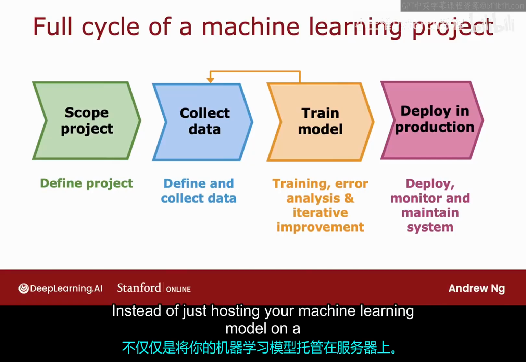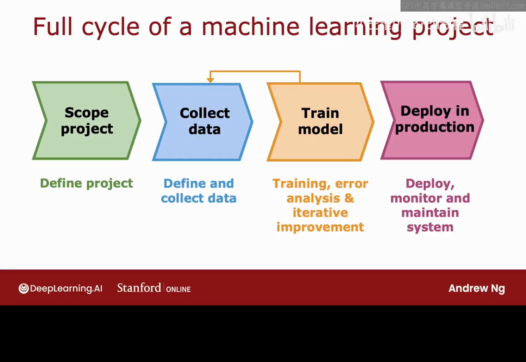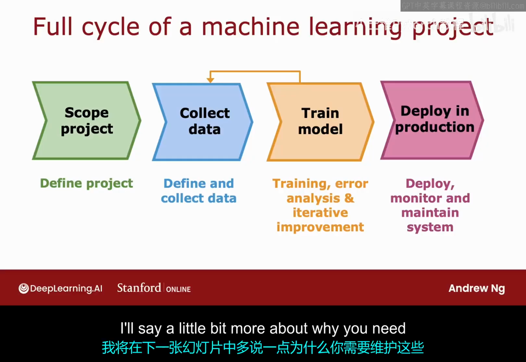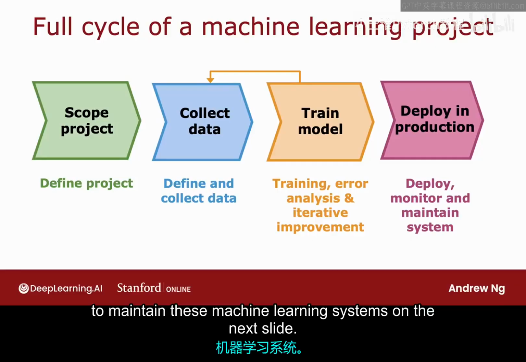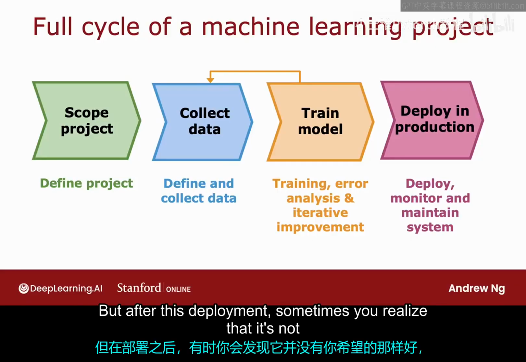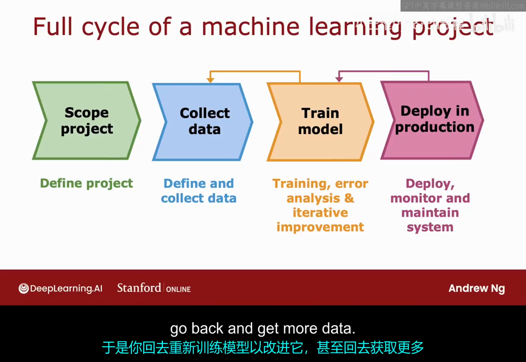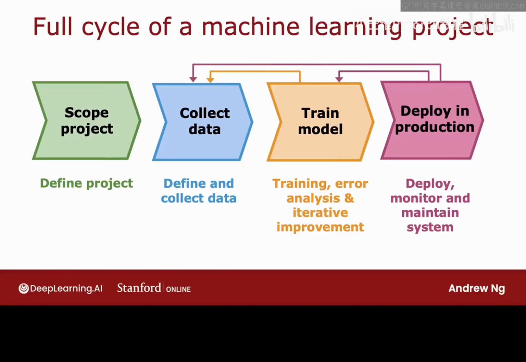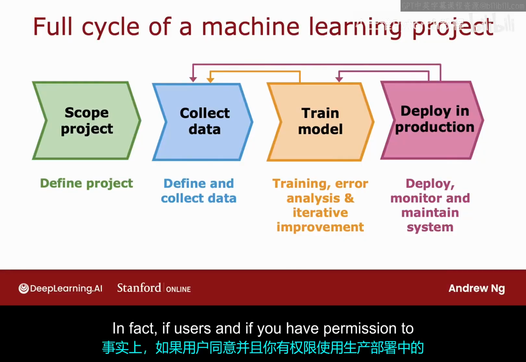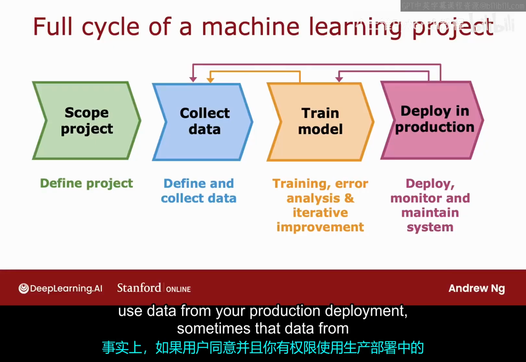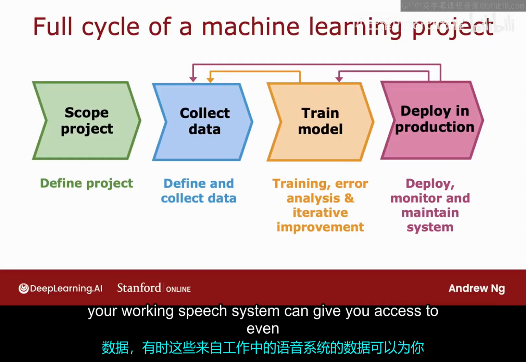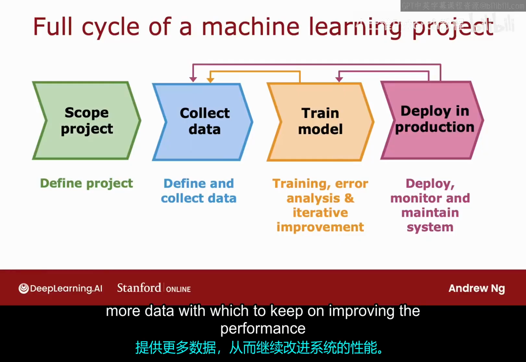Instead of just hosting your machine learning model on a server, I'll say a little bit more about why you need to maintain these machine learning systems on the next slide. But after this deployment, sometimes you realize that it's not working as well as you hoped, and you go back to train the model to improve it again, or even go back and get more data. In fact, if you have permission to use data from your production deployment, sometimes that data from your working speech system can give you access to even more data with which to keep on improving the performance of your system.